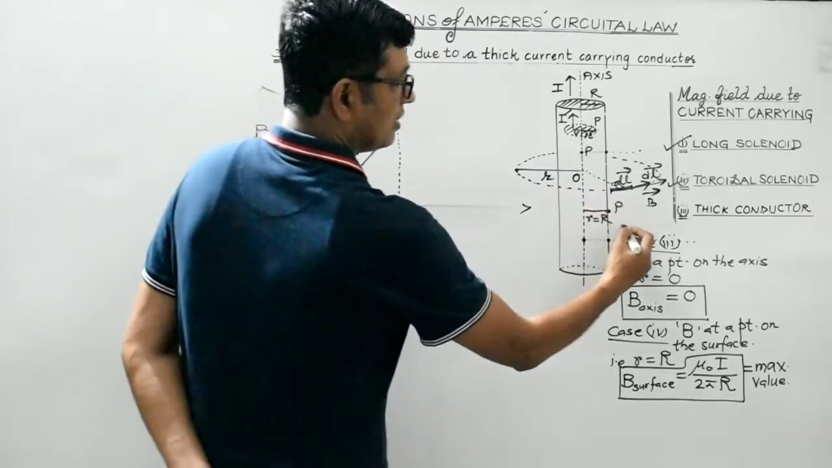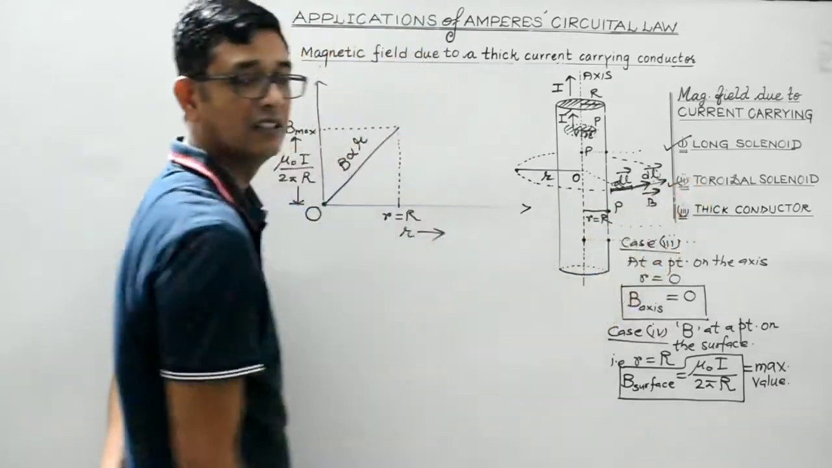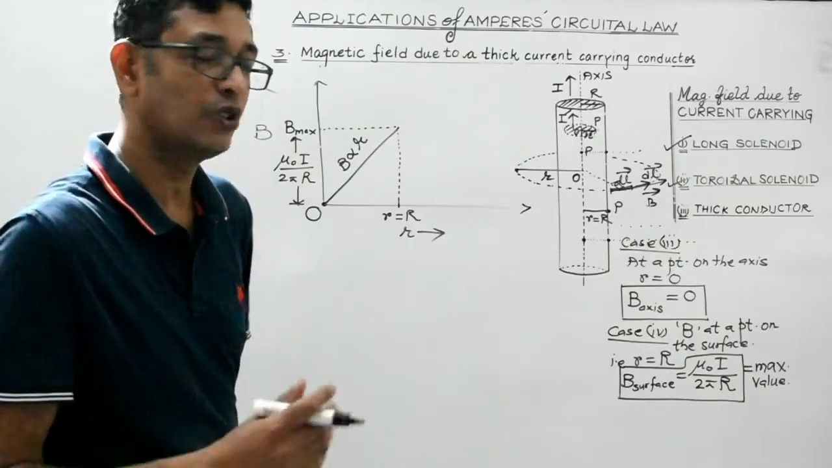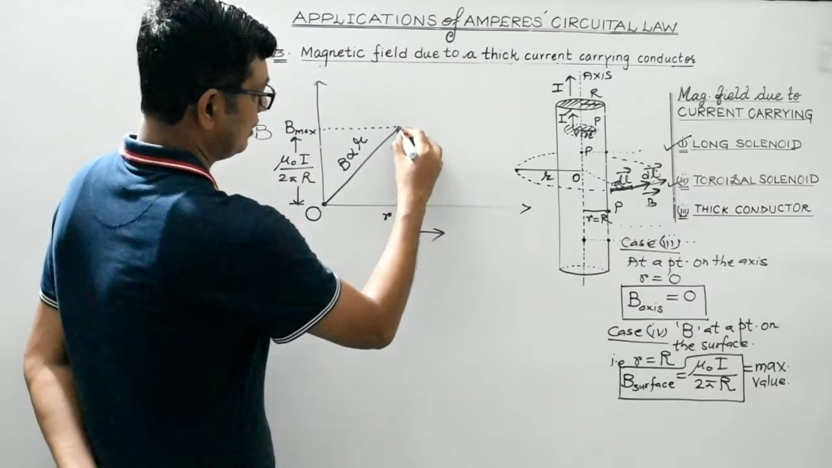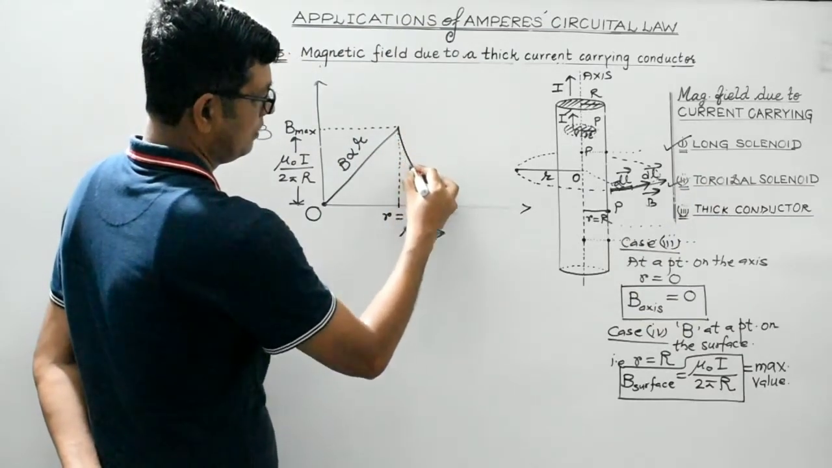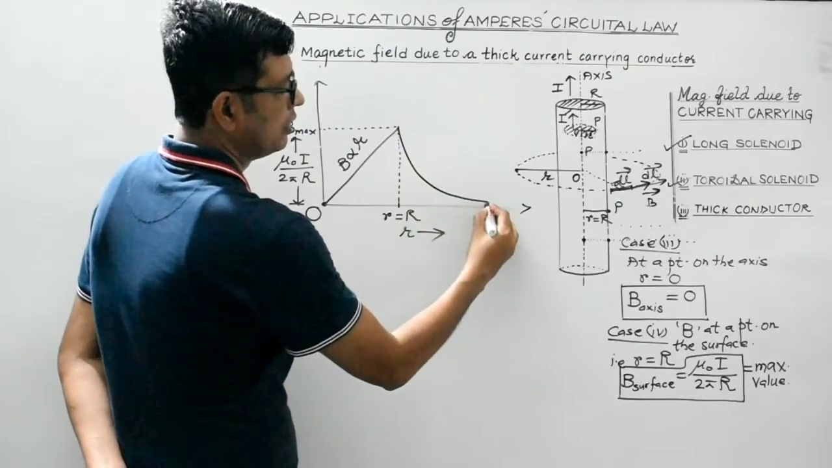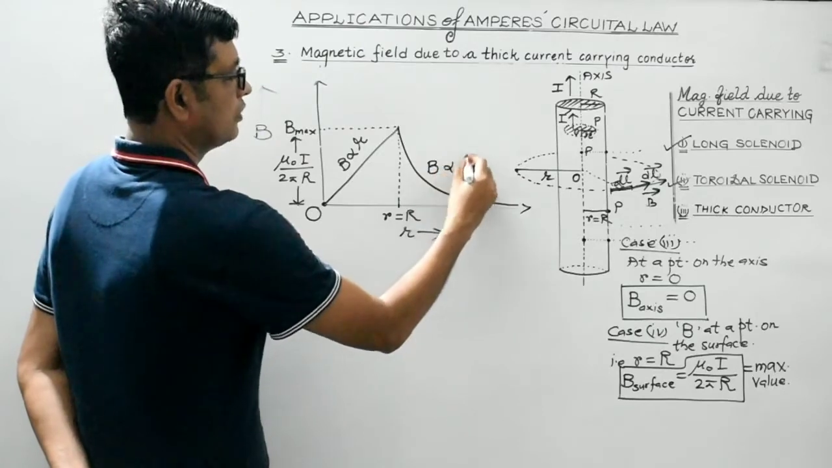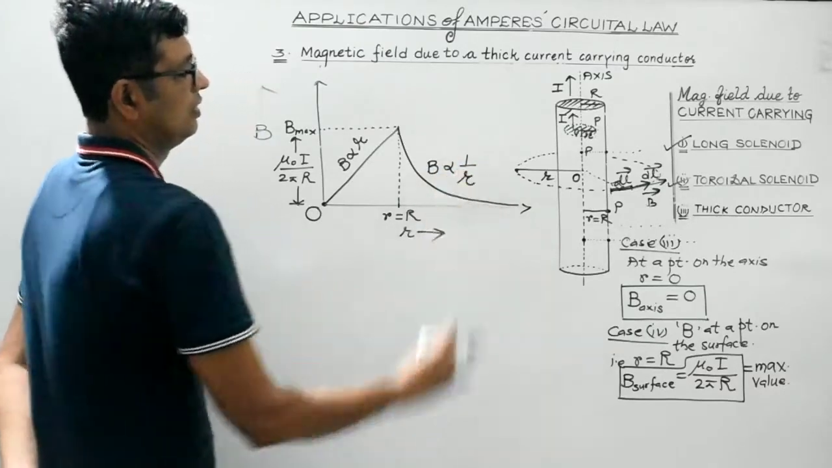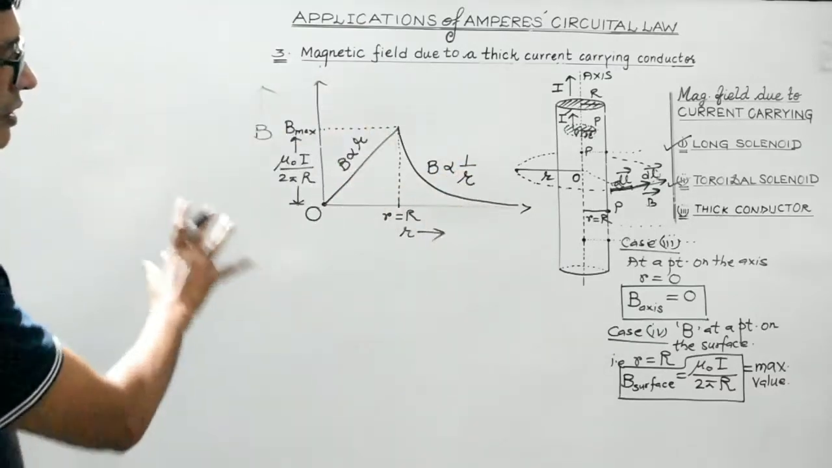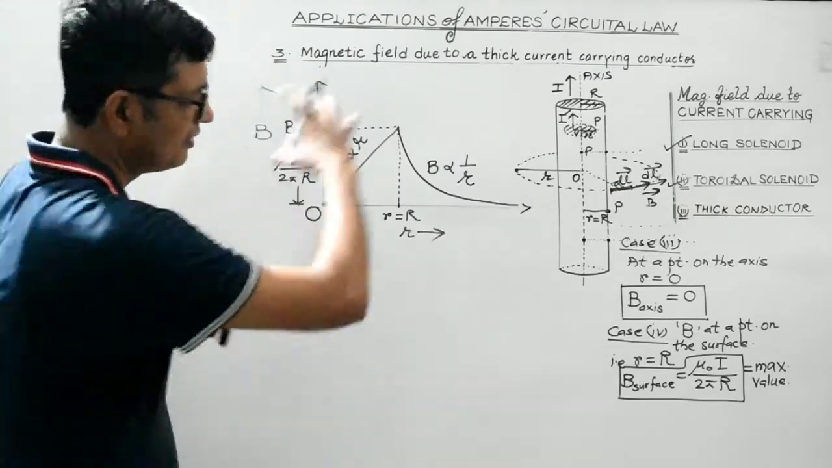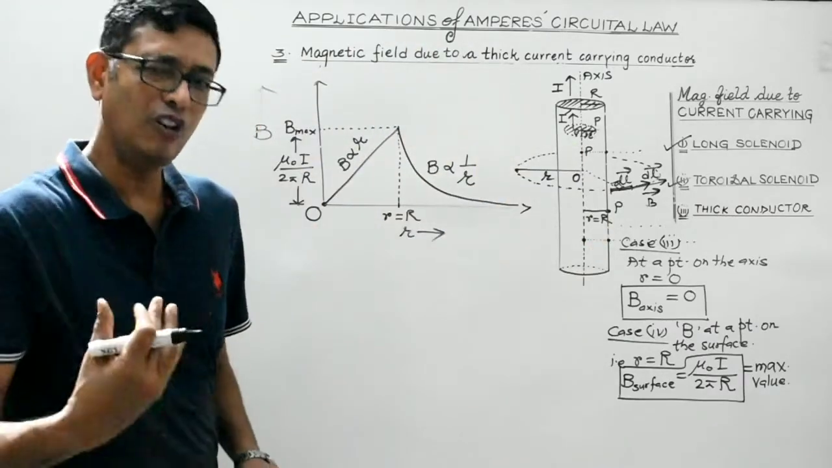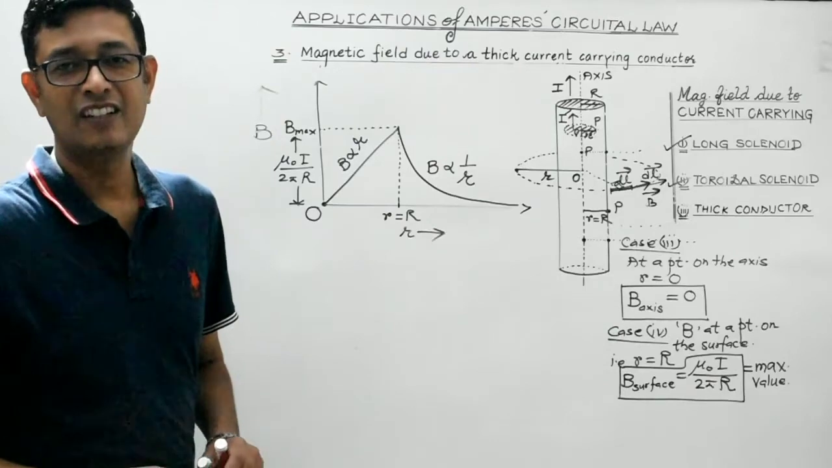And then, when the point lies outside, then it is inversely proportional to small r. So the graph would be like this, inversely proportional. It will meet at infinity. So here B is inversely proportional to small r. So students, this graph depicts the entire situation, all the cases which we have discussed, right?